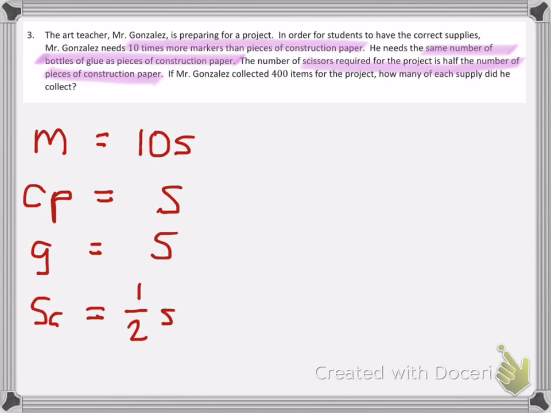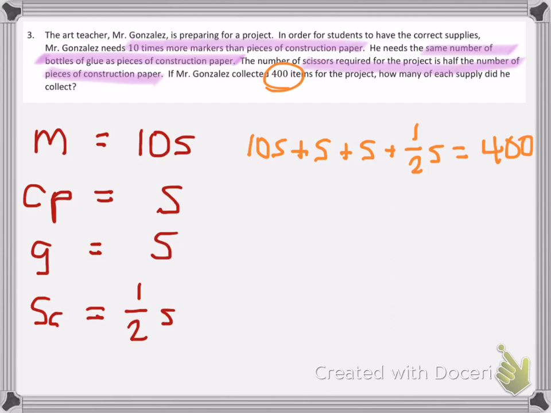All right, now I'm going to write myself an equation. I'm going to take all of my supplies, the markers, 10S, plus the construction paper, that's S, plus the glue, that's S, plus the scissors, that's 1/2 of S. And when you add all those up, it equals all of the items, which is 400.